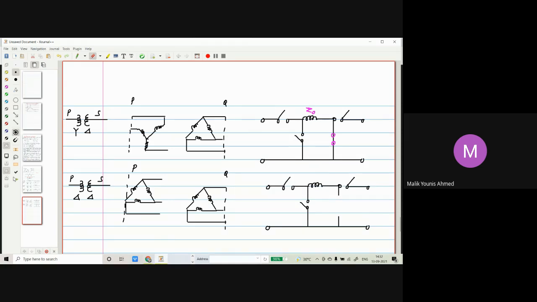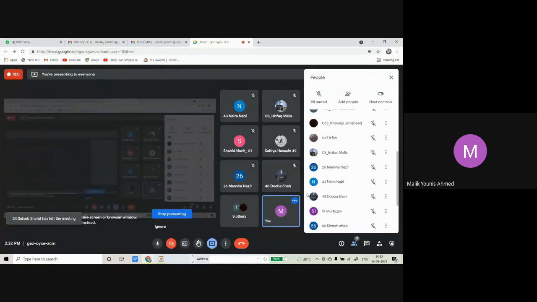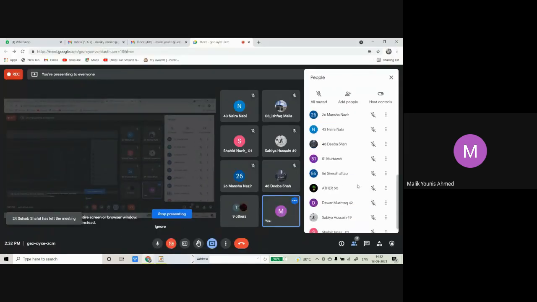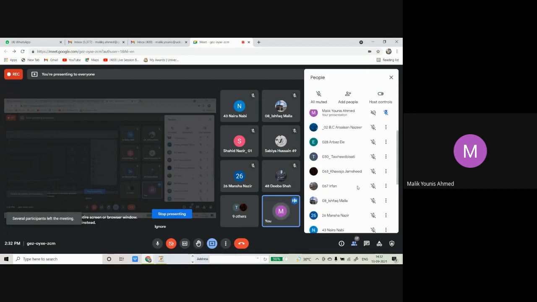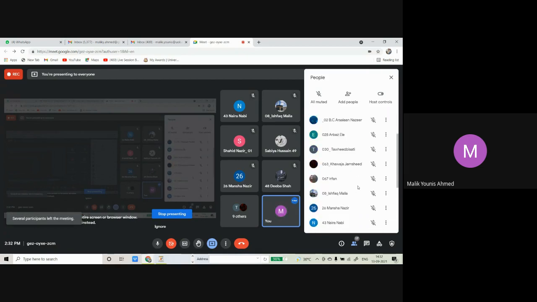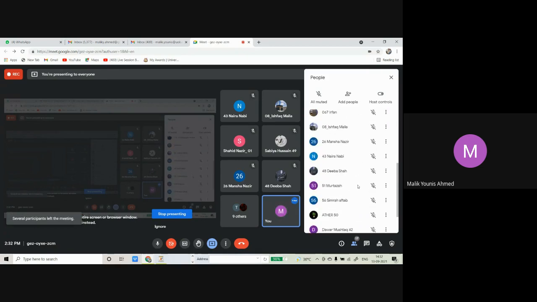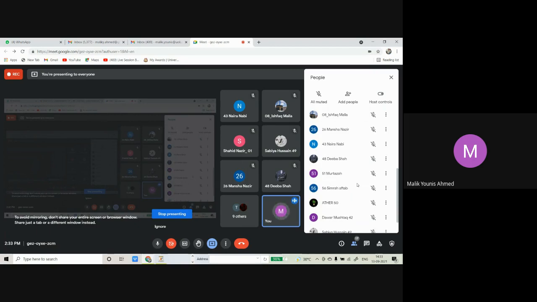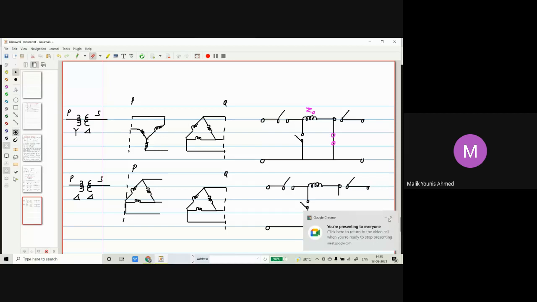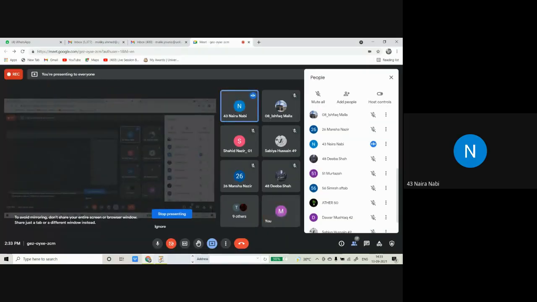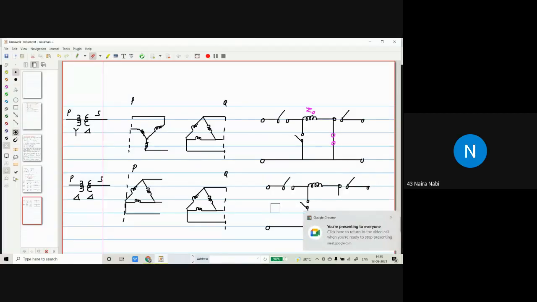Okay, roll number. Where is the other student? She is absent today. Roll number 43, Naira. Yes sir. Okay, what will happen, beta? Sir, for delta delta the series switches will remain open and the shunt switches will be closed. Just a second. Switch 1 open, 2 open.